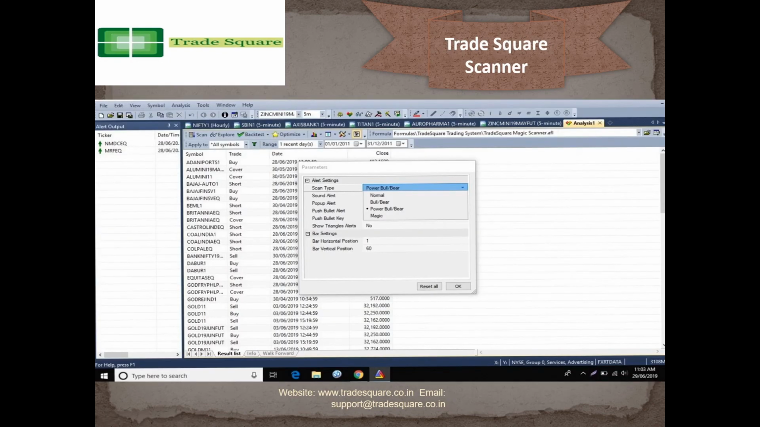Now there is a scanner, and I am going to teach you how to scan it. The scanner has 3 parameters: normal, bull bear, power bull bear, and magic trades. All such kinds of things we can do.